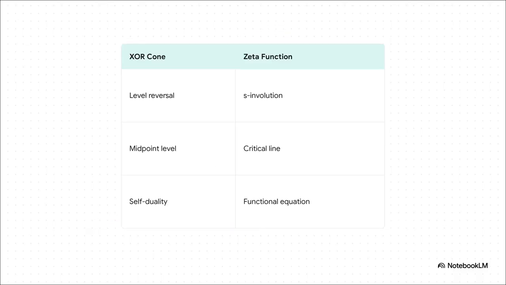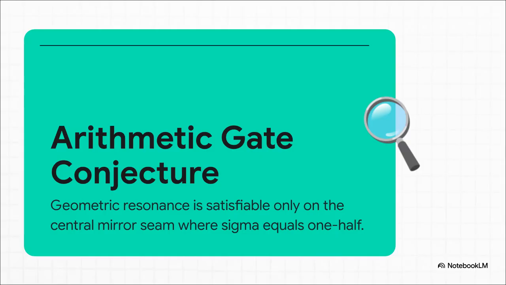And because we treat it as a physical machine, we can map its structure directly. The level reversal in our physical XOR fold machine maps perfectly to the abstract functional equations of the zeta function. And that midpoint level of our cone, it exactly matches the critical line, the famous seam, where all the zeros are supposed to live. Which brings us to the ultimate constraint, the Nexus RH arithmetic gate conjecture. In plain terms, this proposes a physical, geometric constraint on the prime numbers. It says that the system's geometric resonance can only be satisfied directly on that central mirror seam, where sigma equals 1/2. If this conjecture holds true, it proves something profound.